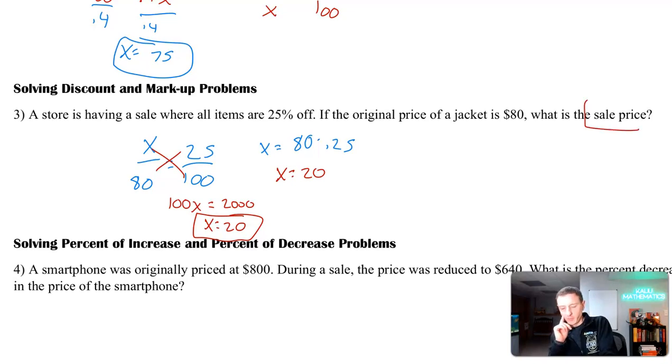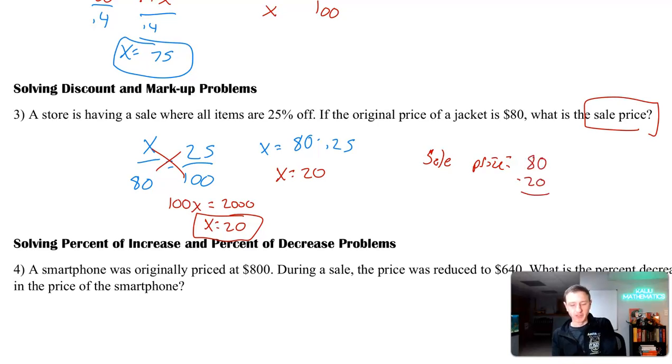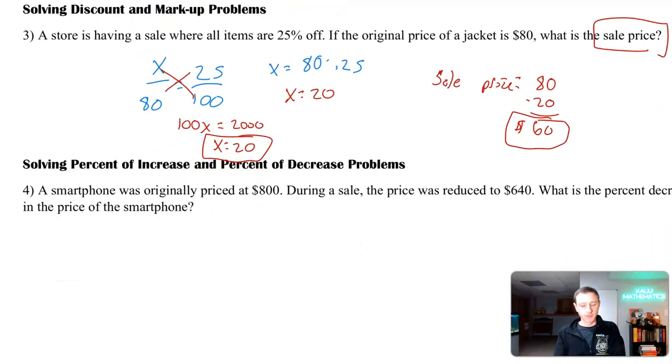It says, what is the sale price? 20 is not the sale price. 20 is the amount of taking 25% off, because 25% of 80 is this $20. So I'm taking $20 off, so the sale price is actually going to be 80 minus the 25% off, which would be 80 minus 20, which would be 60. So the sale price is actually $60. There is that extra step of making sure you identify what the question is actually asking. What are we actually solving for?